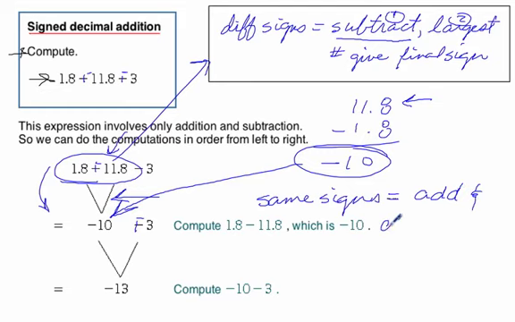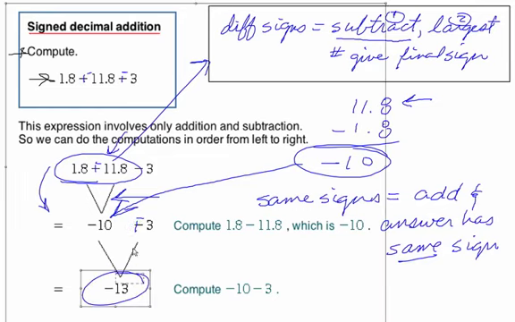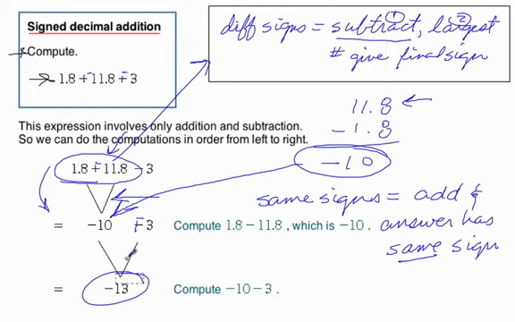and the answer has the same sign. So these are both negative, so our answer has got to be negative. We add them up. 10 and 3 makes 13, and in this case we're done because that's all there is to it. So our final answer is negative 13.